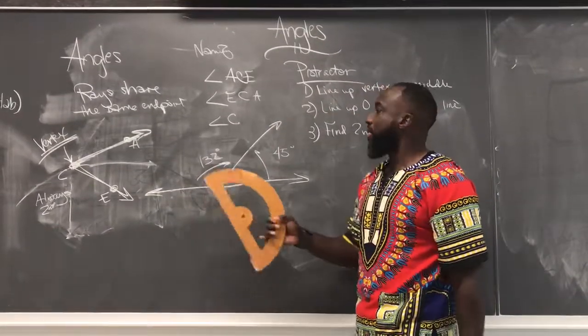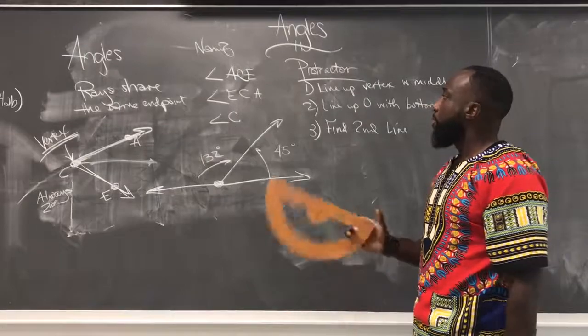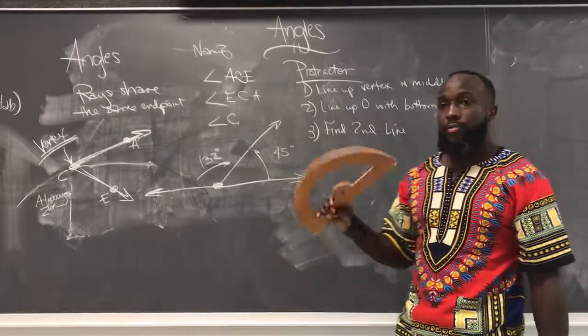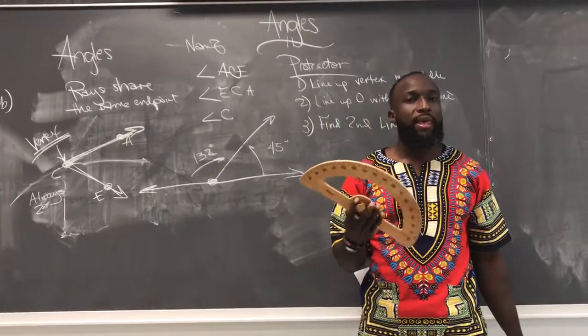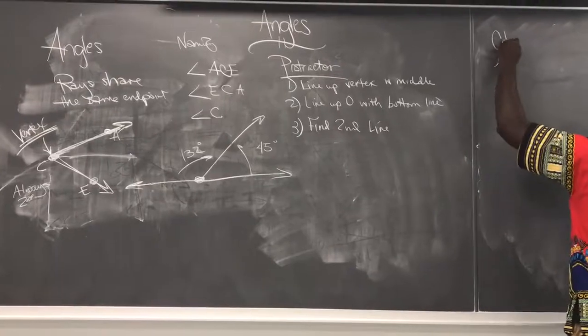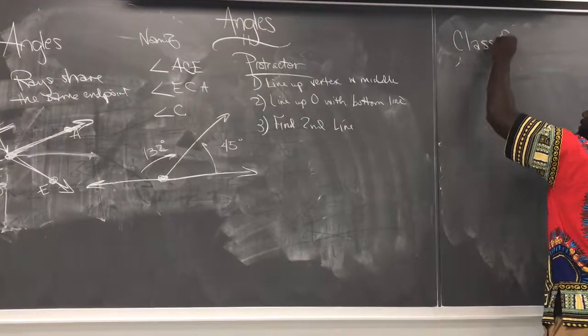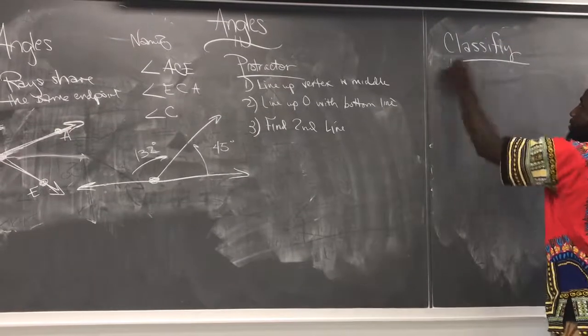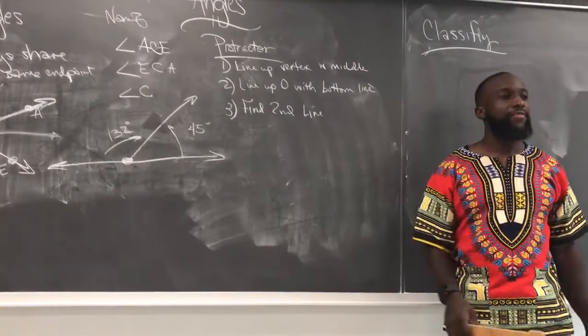So that leads us to our next point, right? We know how to name angles. We know how to use a protractor a little bit better, right? And so the next thing we do is called classifying. Classifying angles. Okay, classifying angles.